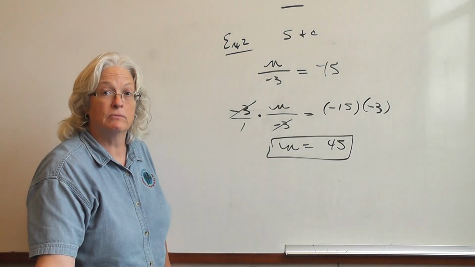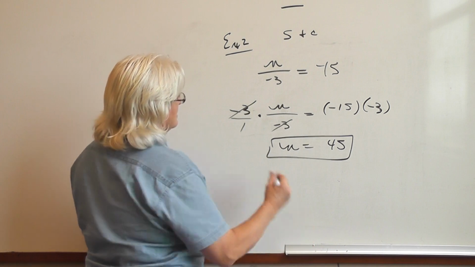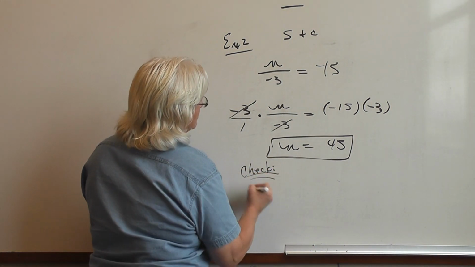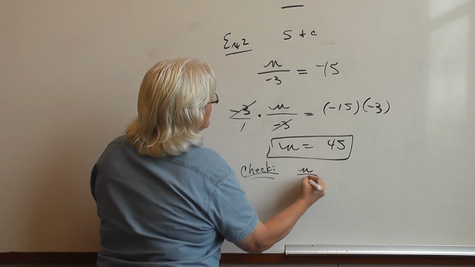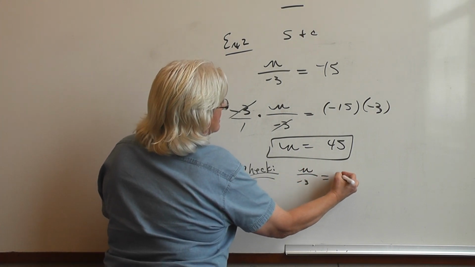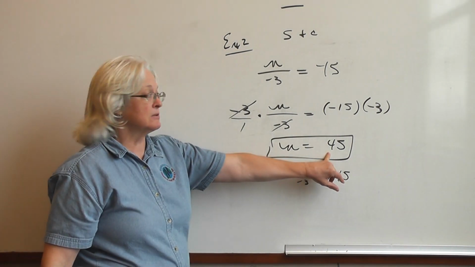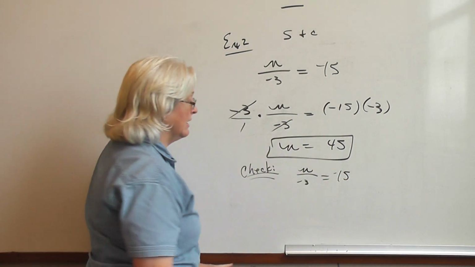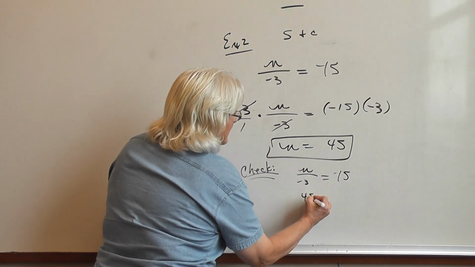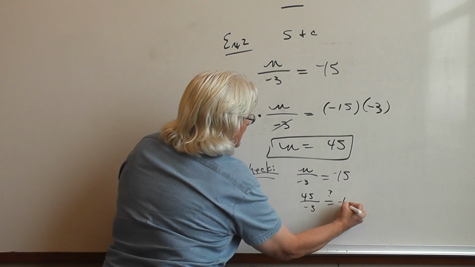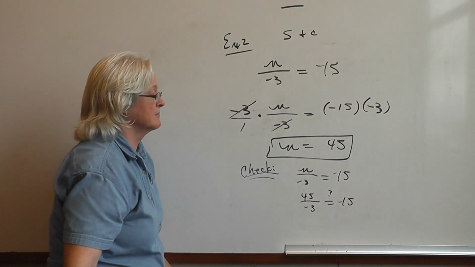Now we have to check. How are we going to do this? You're going to write it out for me, and you're going to copy down your original problem. n over a negative 3 is equal to a negative 15. We're going to substitute in the value that we have for n. So we have 45 divided by a negative 3. Is that equal to a negative 15?